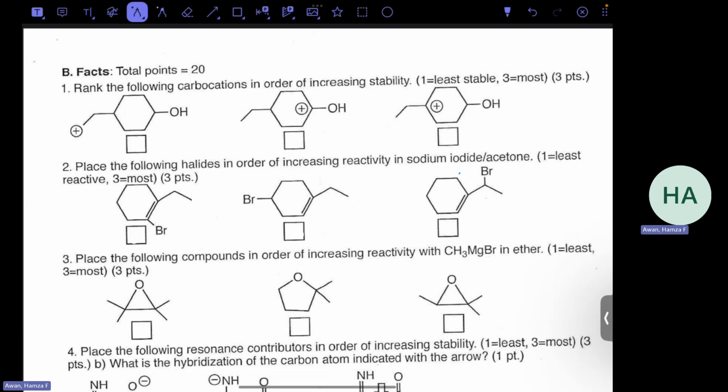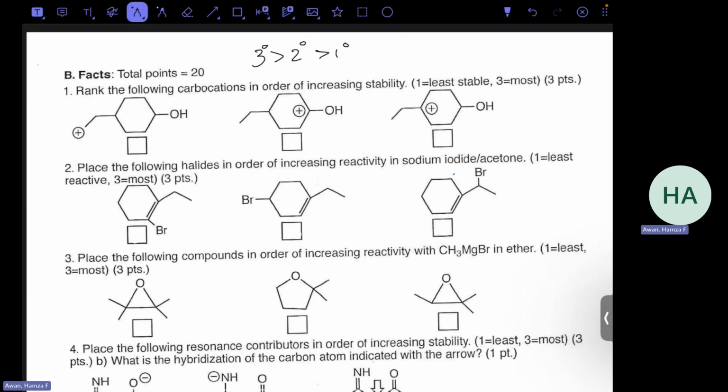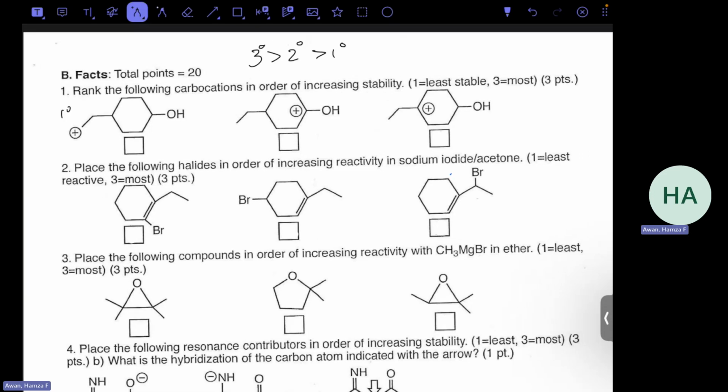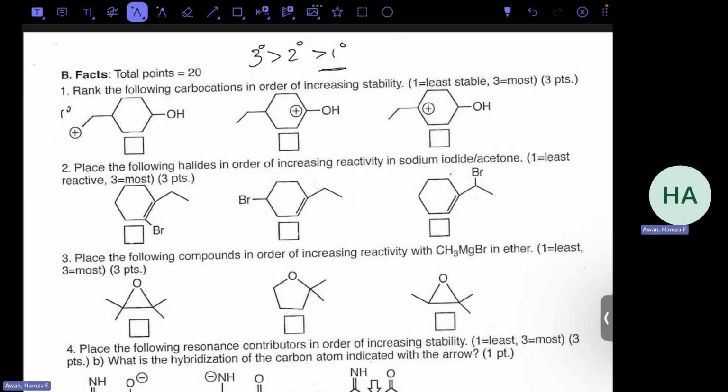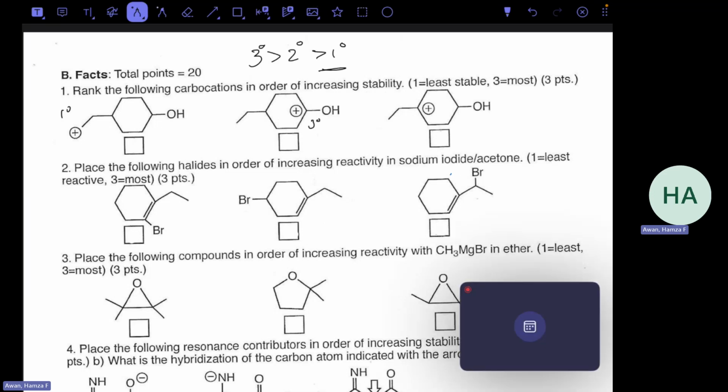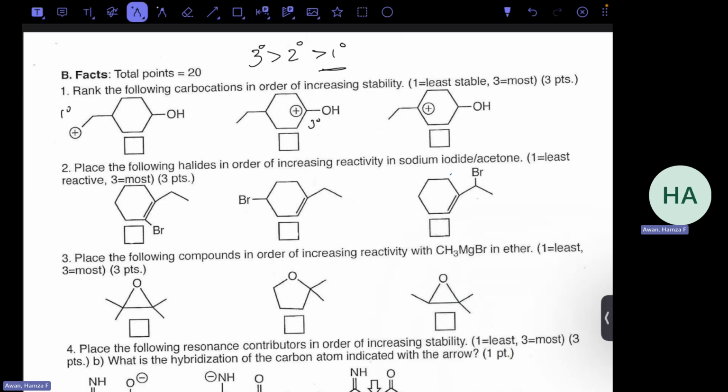Whenever we're looking at stability for carbocations, tertiary is the most stable, then secondary, then primary, right? So let's look at it from that perspective. The carbocation on the left is a primary carbocation, which is going to be our lowest stability. So we don't like that. The second one is a tertiary carbocation, and the right one is also a tertiary carbocation. So the one on the left is immediately our least stable, and now we have the choice between the middle and the right one for our most stable.